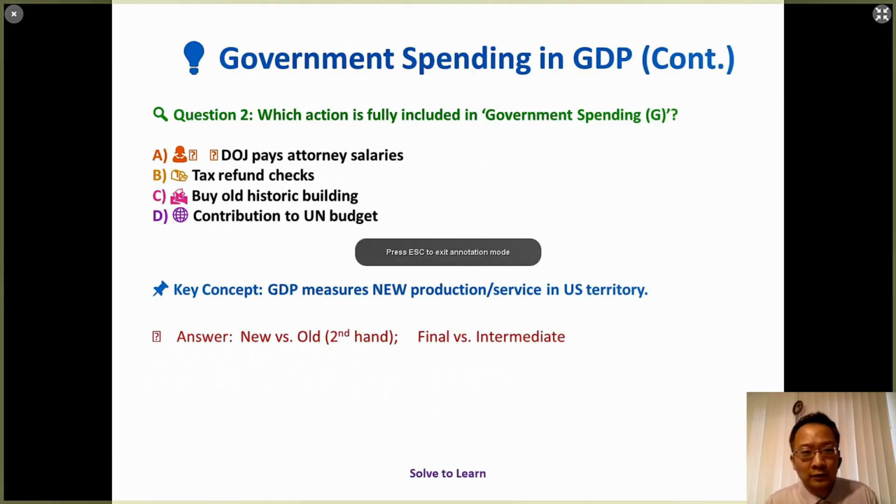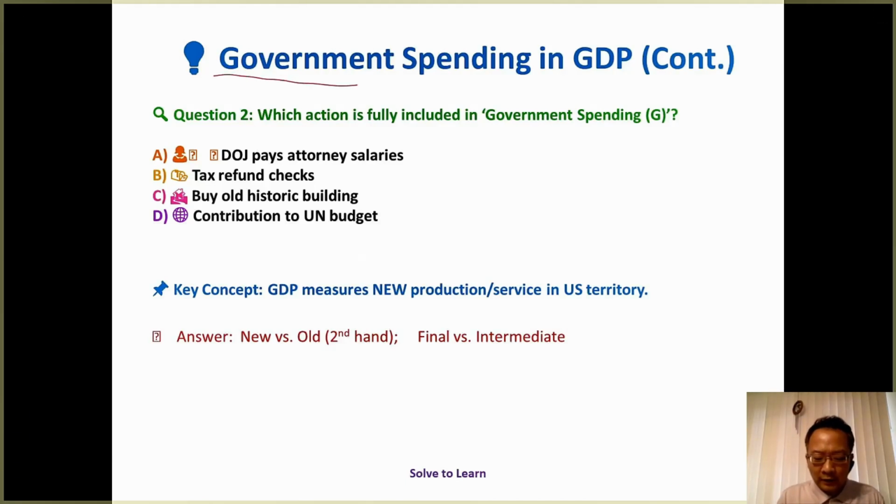It's also quite interesting. Again, we need to be careful about whether government spending in this context actually counts toward GDP, because it must be for new services or new products. Second, it must be a final product, meaning it can't be an intermediate product, but a final product or service. Alright, let's take a look now. First, DOJ attorney salaries. When they pay their own attorneys' salaries, that's for legal services they use. You pay them a salary, and they provide the corresponding service. So this counts as G, government spending.